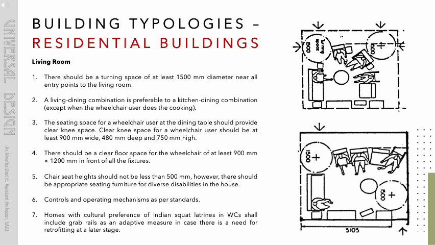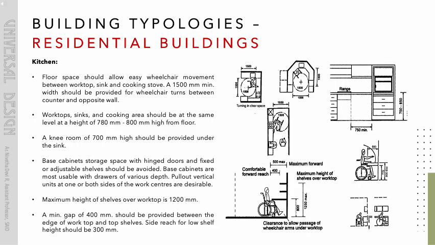Homes with cultural preference of Indian squat latrines in dubsies shall include grab rails as an adaptive measure in case there is a need for retrofitting at a later stage. Kitchen. Floor space should allow easy wheelchair movement between worktop, sink and cooking stove. A 1500 mm min width should be provided for wheelchair turns between counter and opposite wall.